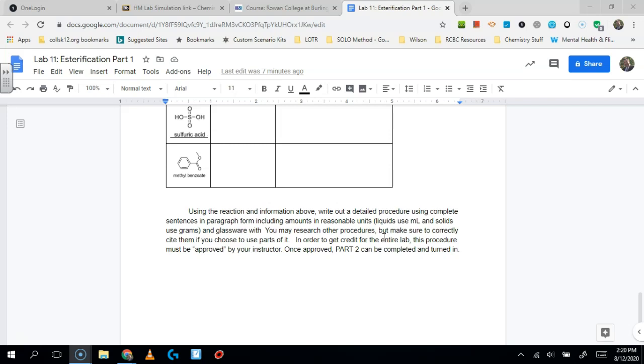Once it's been approved, then you can go on and finish part 2, which is the characterization and some questions on the workup for this lab.